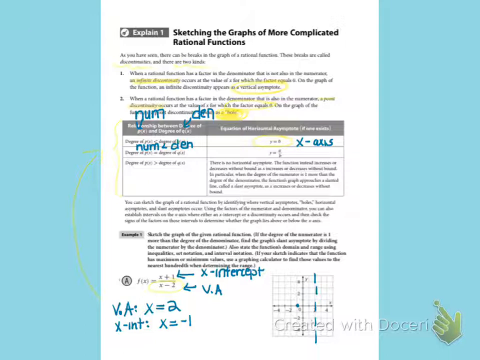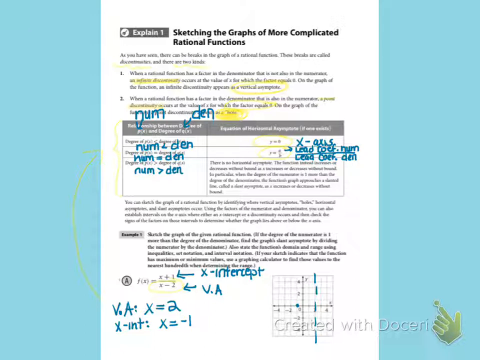Now if instead the degree of the numerator is the same as the degree of the denominator, then you're going to have a horizontal asymptote determined by dividing the leading coefficient of the numerator by the leading coefficient of the denominator. That basically just means it's going to be a horizontal asymptote that is either shifted up or down from the x-axis. Now there's one final scenario, and that is if the numerator's degree is greater than the denominator's degree.